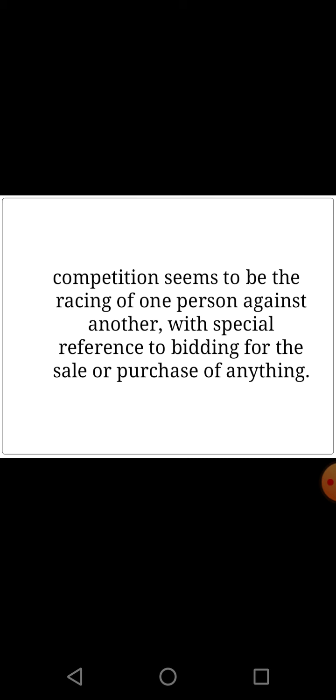The definition of competition is: competition seems to be the racing of one person against another, with special reference to bidding for the sale or purchase of anything. This is the definition of competition.